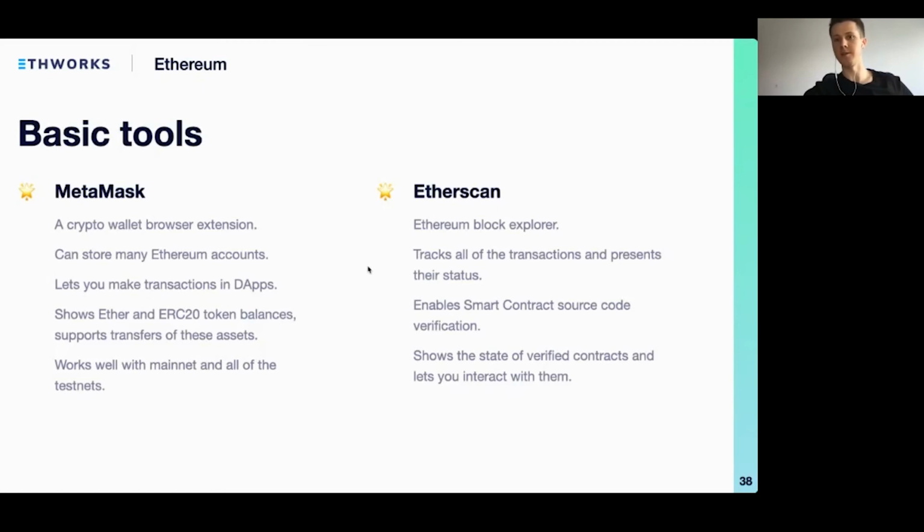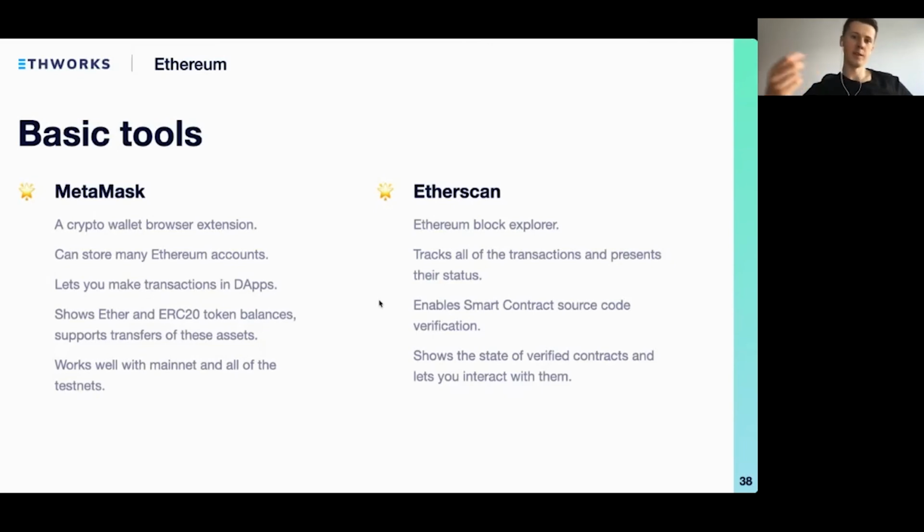Etherscan also enables you to verify a smart contract. What does it mean? It means that in blockchain, you only store this low-level bytecode of smart contracts. As you can imagine, bytecode looks like assembler. It's not readable by humans.